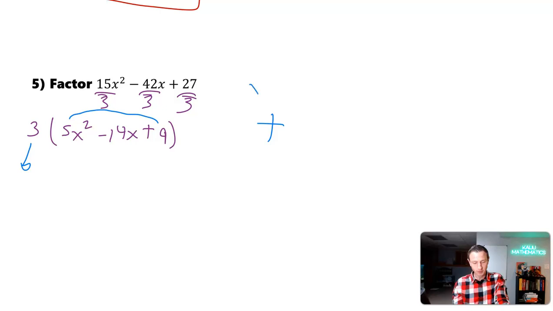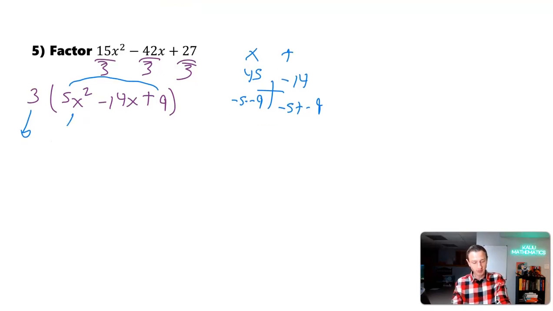So I want two numbers that multiply to 45 and add up to negative 14. Positive 45, add up to a negative, so both numbers need to be negative. So it's going to be negative 5 and negative 9, because that's positive 45, and negative 5 plus negative 9 is negative 14. Ignore that GCF of 3 for a minute.